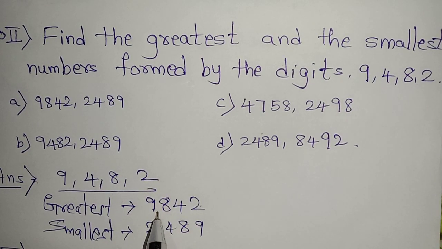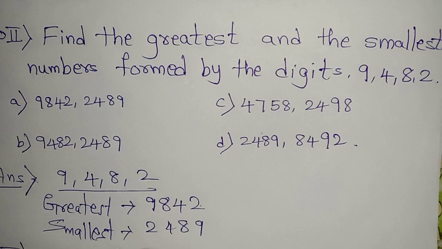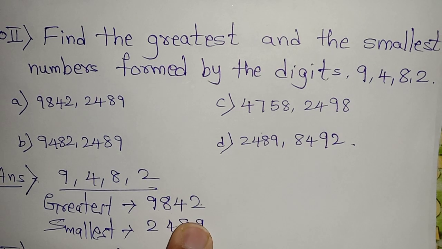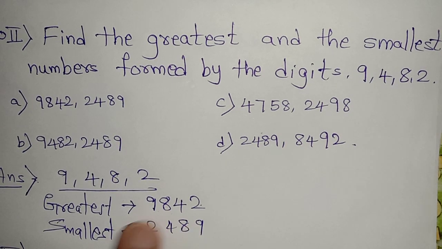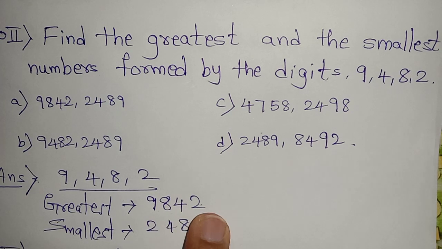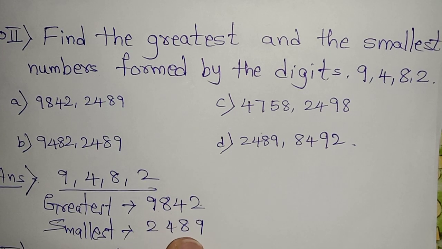But students, don't keep a comma here. If you keep a comma here, then they are not the greatest and the smallest number. Again they will become small digits. Okay students. So this is 9842 is greatest and 2489 is smallest.